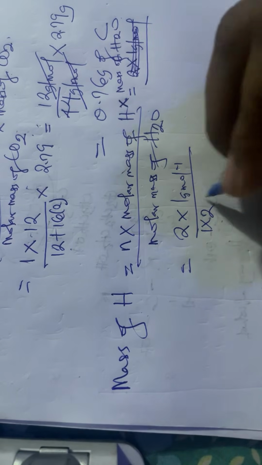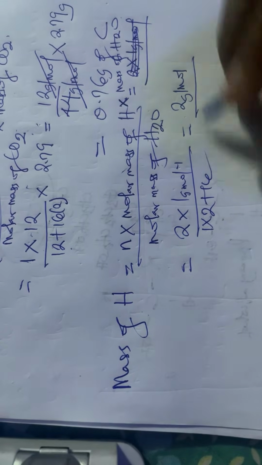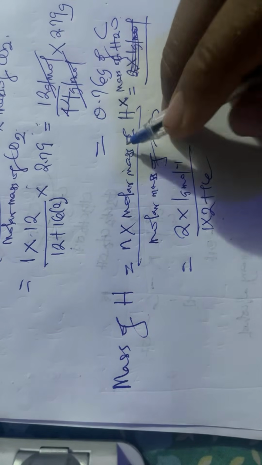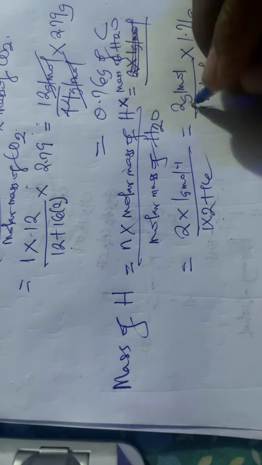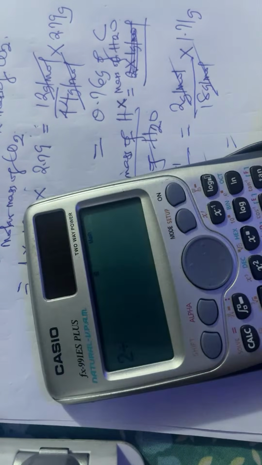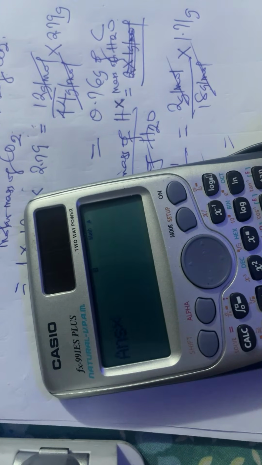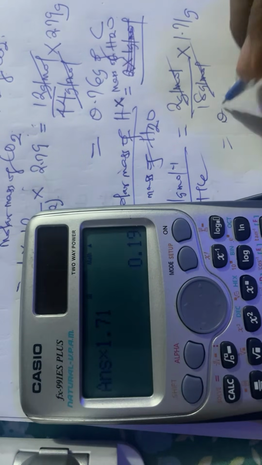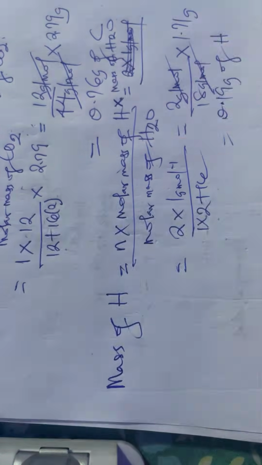Water is 1 times 2 plus 16. So this will give us 2 grams per mole divided by 2 plus 16, which will give us 18 grams per mole. Then we'll multiply by the mass of water that we are given in the question, which is 1.71 grams. Gram per mole cancels gram per mole. So let's calculate: 2 divided by 18, then we multiply it by 1.71. All right, so our answer is going to be 0.19 grams of hydrogen.